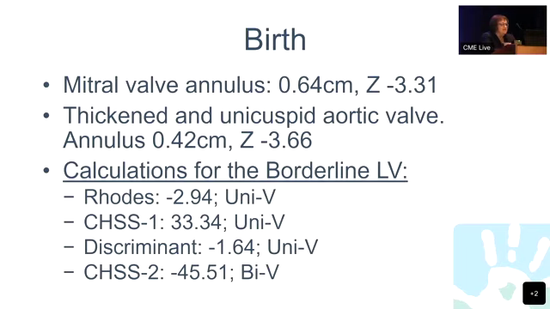So even though this wasn't a case of critical aortic stenosis, we put it through our different indices, the Rhodes, the CHSS1 discriminant score, and CHSS2, and 3 of the 4, as you see, counseled us towards a univentricular repair for this patient, with only the CHSS2 suggesting a biventricular repair.